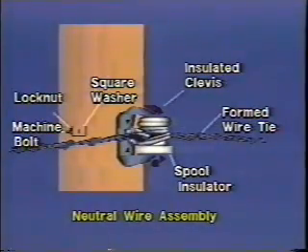The neutral wire assembly on this slight angle structure includes an insulated clevis, spool insulator, machine bolt, square washer, and lock nut. The neutral wire is tied to the spool with formed wire ties. The ground wire assembly would also connect to the neutral wire.